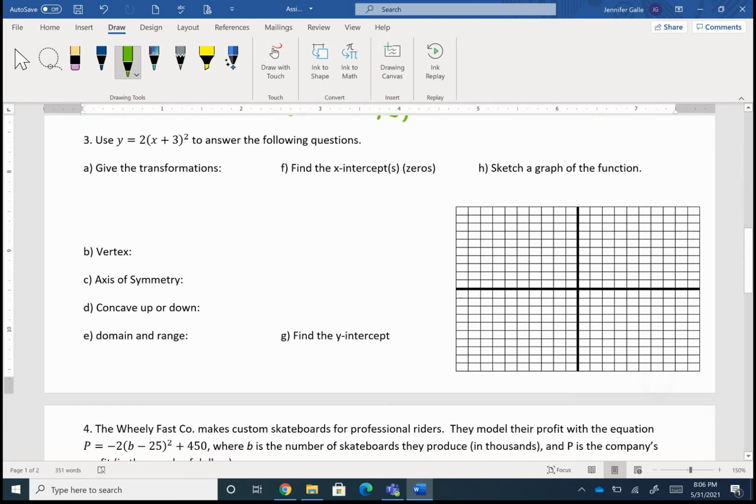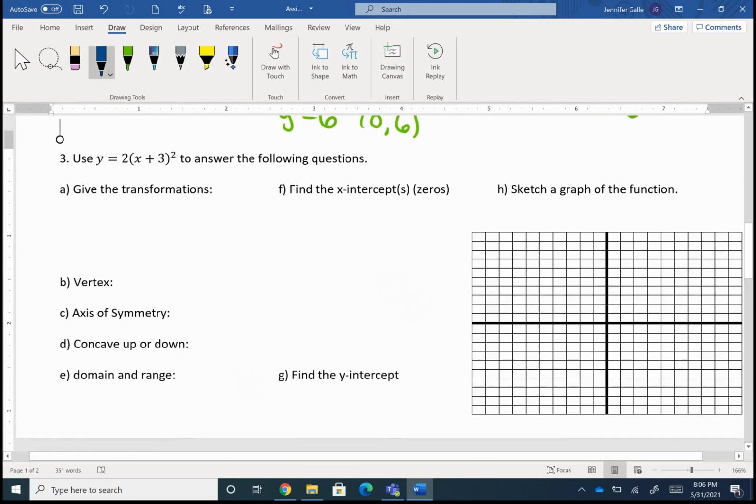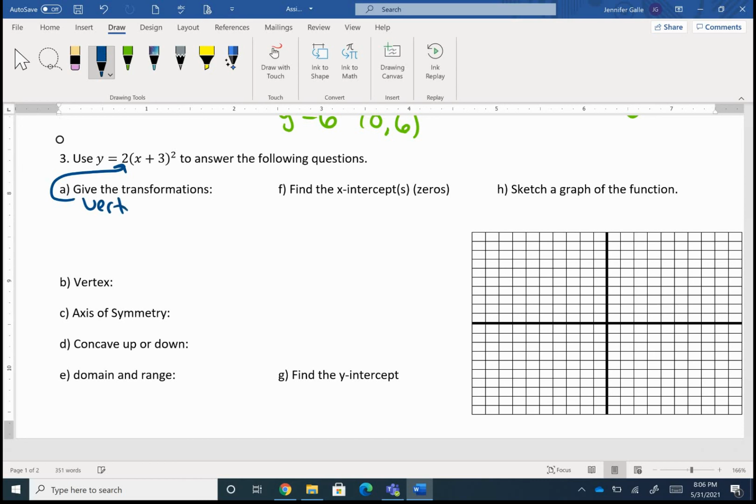All right, third and final question here on the front side. Start again with transformations. The 2 multiplier out front, 2 is bigger than 1, so we have a vertical stretch. There's no negative sign, so there's no reflection, just a stretch. Then inside those parentheses, we have a plus 3. Remember, a positive or a plus really goes to the left.